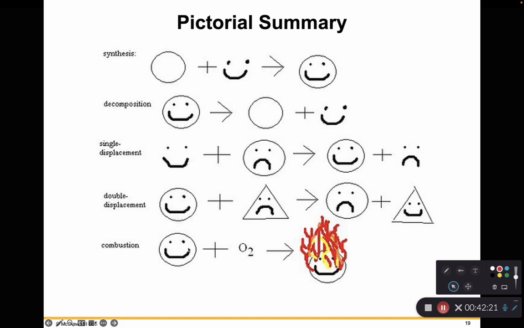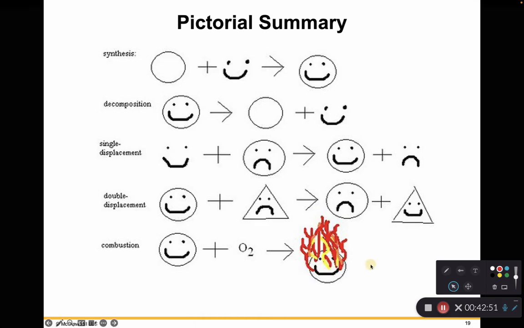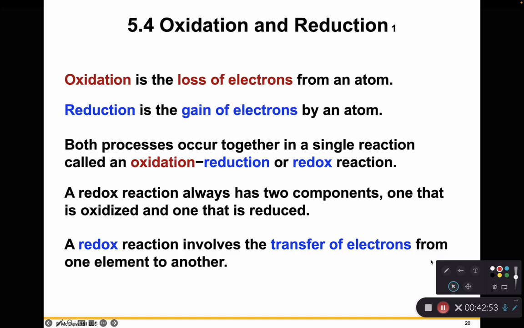If you burn the reactant in oxygen, then you have a combustion reaction. You will have a flame, you will have very high energy, and you have the water molecule and carbon dioxide gas as the products. So this is a very funny pictorial summary of all the different reactions we learned. We have a special reaction, which we will cover in the next class. Oxidation and reduction we will learn in our next lesson.